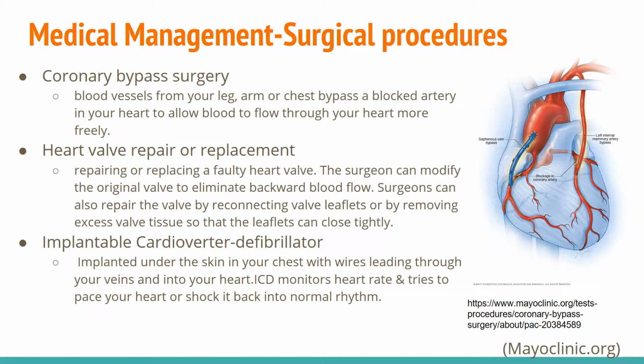Another one is the implantable cardioverter defibrillator, or the ICD. These are implanted under the skin in your chest with wires leading through your veins and into your heart. The ICD then monitors your heart rate and tries to pace your heart or shock it back into normal rhythm if it becomes too close to that assigned threshold. This is what we talked about, how when we're exercising, we want to stay at least 10 away from that, or even 20 to be really safe.